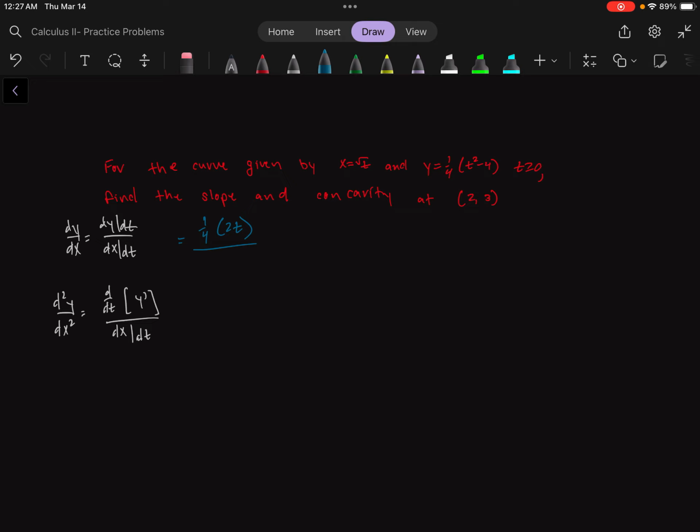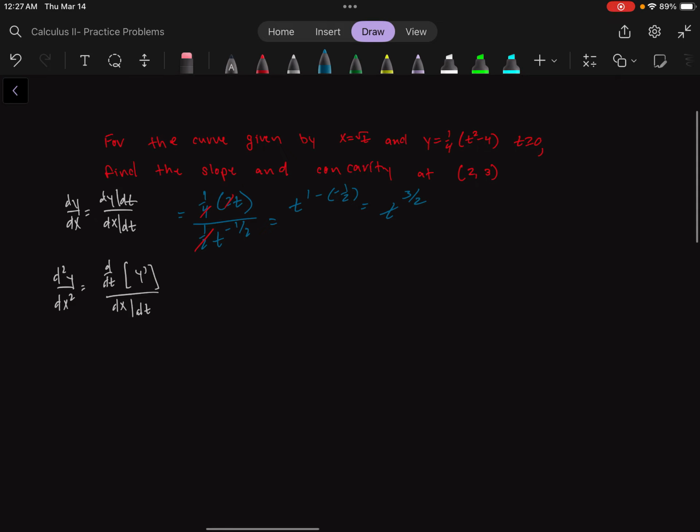And what is the derivative of x with respect to t? It is a 1/2 t to the negative 1/2. Right, so now we have this 2 and this 4 make a 1/2 that cancel with the 1 on the bottom. So we just have t over t to the negative 1/2. So we can just subtract them. We have t to the 1 minus negative 1/2. Same thing as t to the positive 3/2. So this is the first derivative, dy over dx.